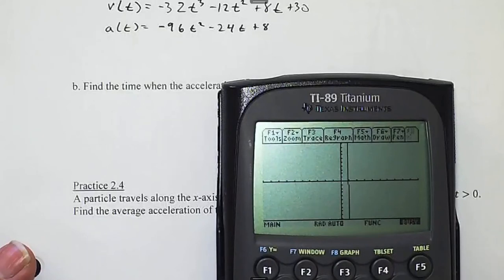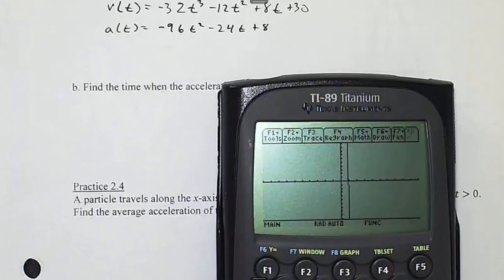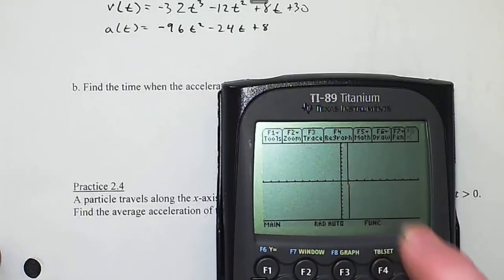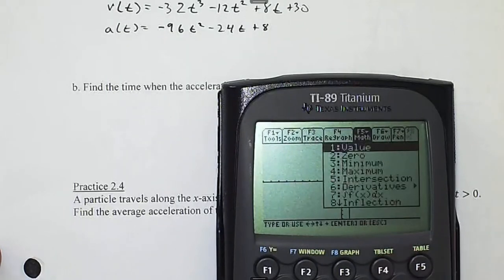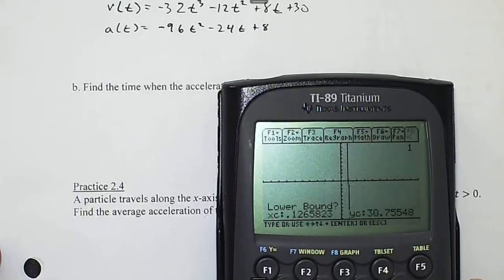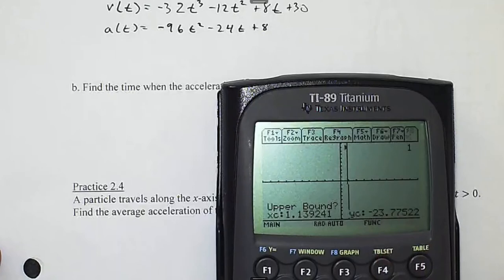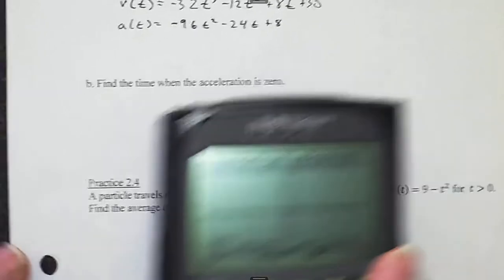Okay, so it's looking like it's right there. Usually they give you a pretty good window to set. You'd have to zoom out more to see that this never comes back. But for now, that's good enough to see that that's where it crosses. So we'll say F5 for math. We'll get a 0. And that's good enough right there, as soon as it goes negative.